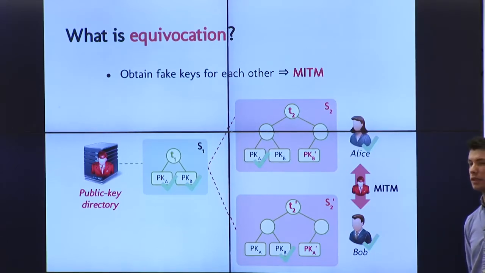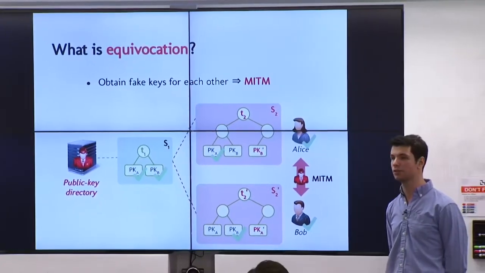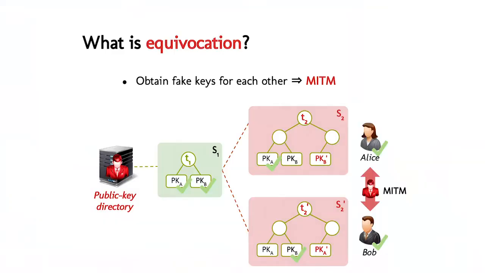Any questions about this? This is just one example of how equivocation can be really disastrous. So in a public key directory, if you can equivocate, you can show fake public keys for people and impersonate them.